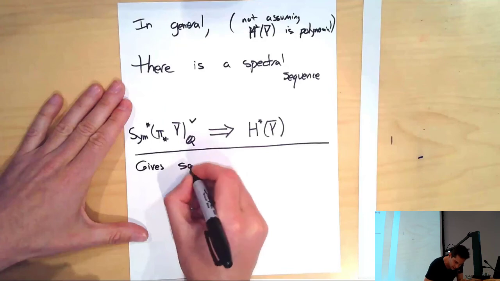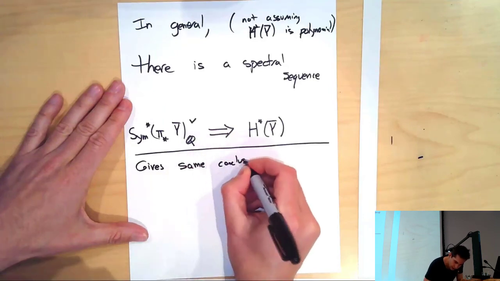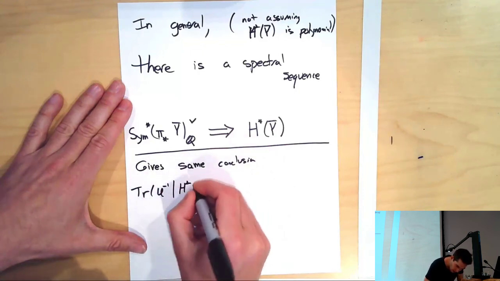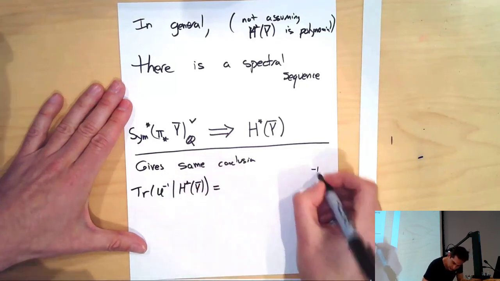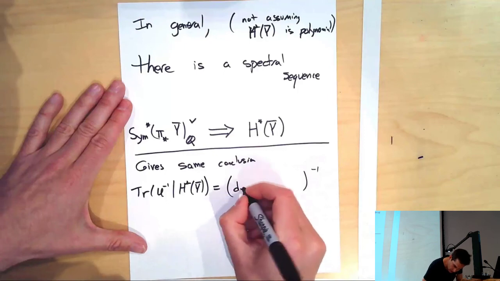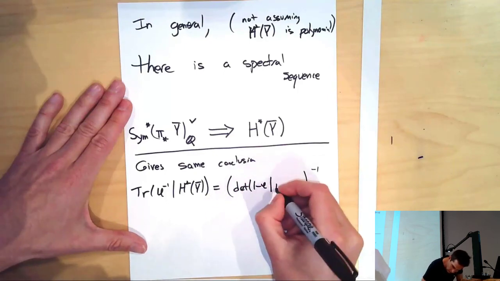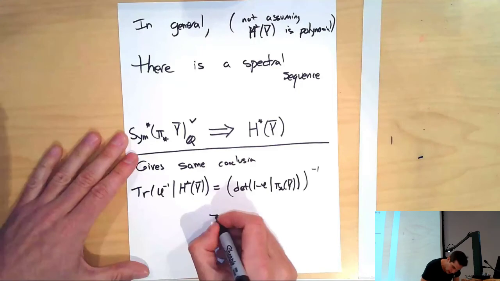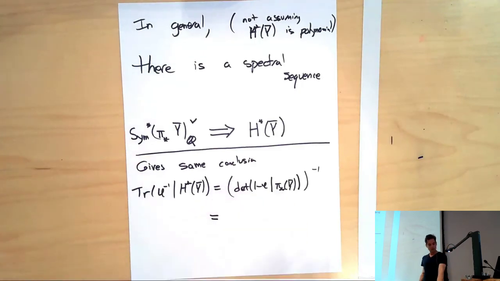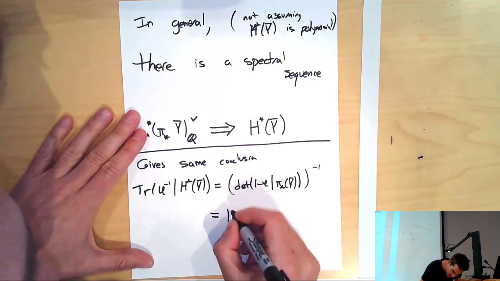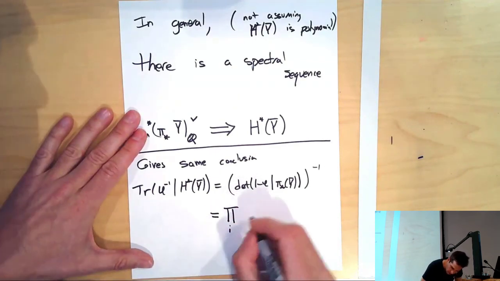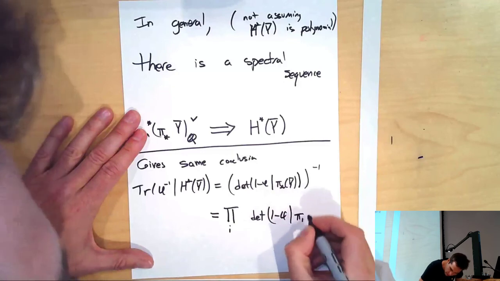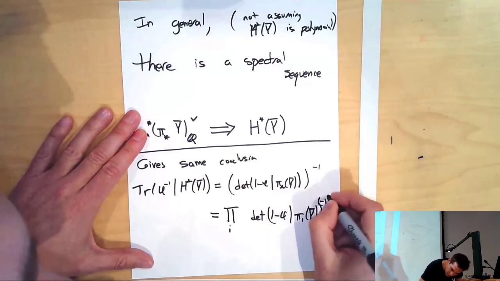So this gives the existence of this spectral sequence, and it gives the same conclusion that the trace of Frobenius inverse on the cohomology of Y bar is the inverse of the determinant of 1 minus the Frobenius on pi star of Y bar. Now I should be a little bit careful about even degrees versus odd degrees. These homotopy groups might not be concentrated in even degrees anymore, so I should really write this as a product over all i of the determinant of 1 minus Frobenius on pi i of Y bar, raised to the power (-1)^(i+1).